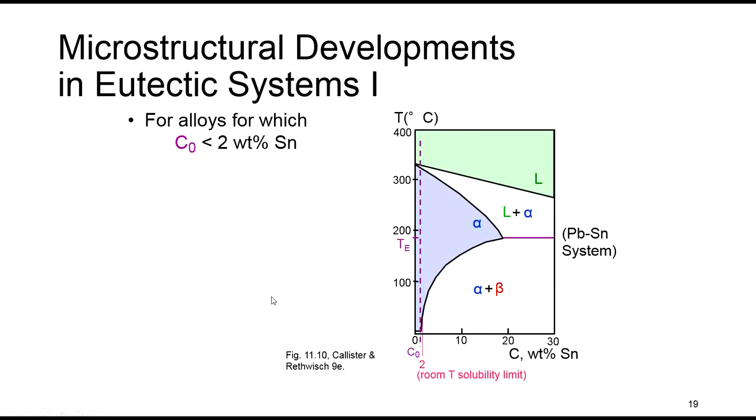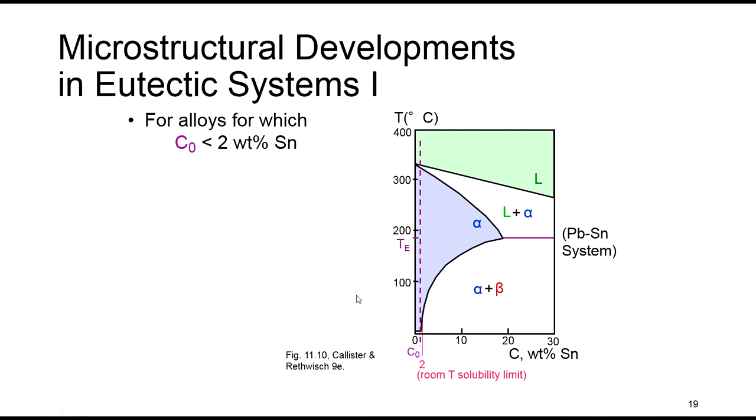Hello. In the previous session we talked about how we can determine phase composition and the relative amount of each phase for different systems, including the eutectic system. Now we will see how microstructure develops in a eutectic system.